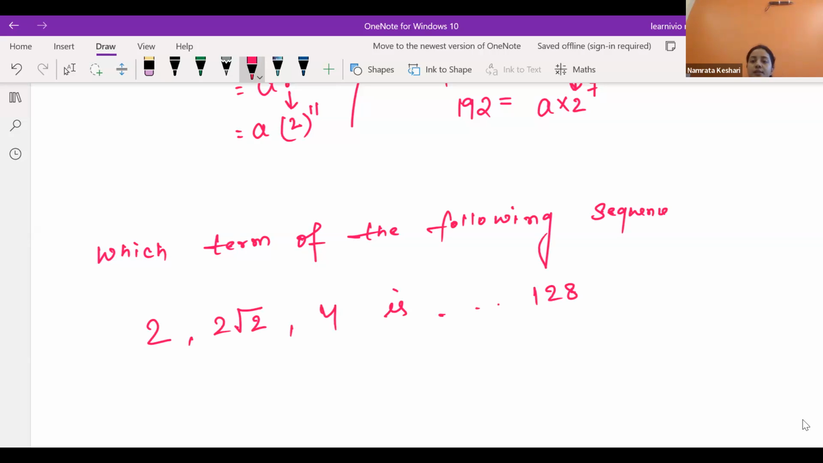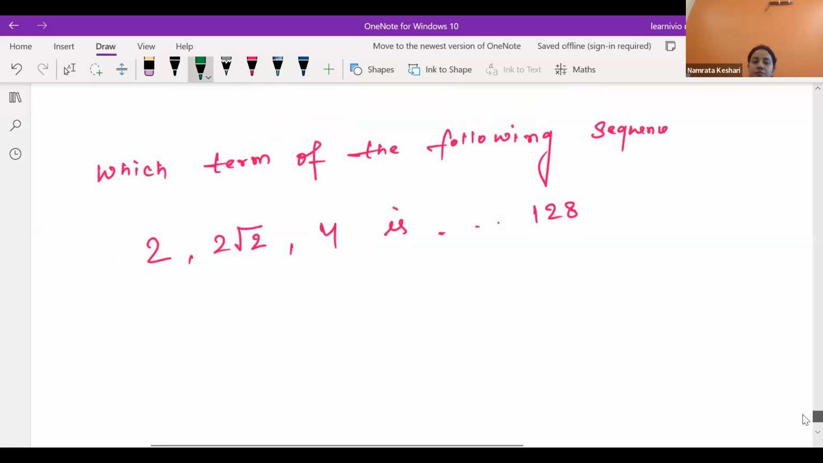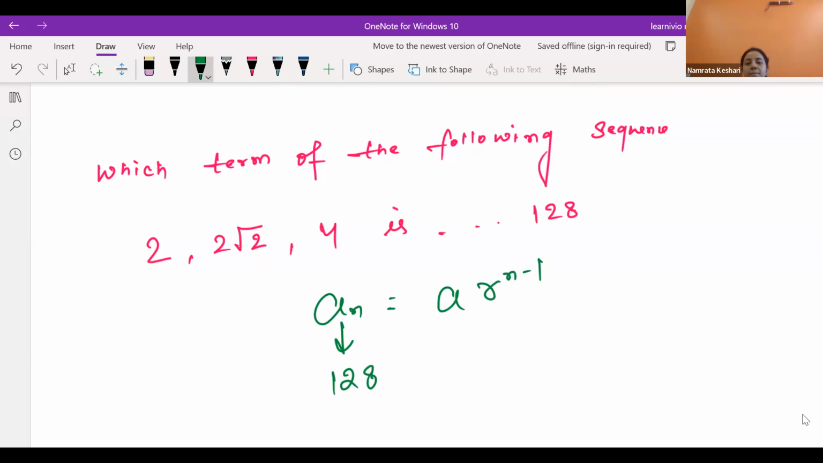Okay, so let's see. Suppose we are assuming that the nth term is 128. So the nth term formula is A r to the power n minus 1, right? Yes, ma'am. Our A we can see over here. One more thing, let me check whether it is in GP or not. It has to be in GP, then only we are talking about this formula. Otherwise, this formula will be invalid over here.